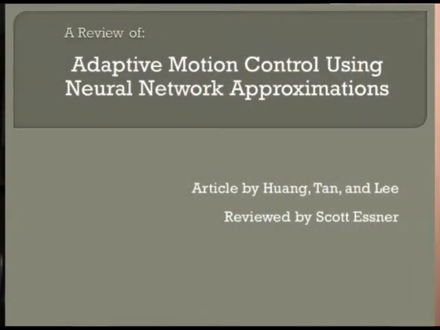Hello everybody, my name's Scott Essner, and today I'm going to review adaptive motion control using neural network approximations. That is an article by Huang, Tan, and Li.